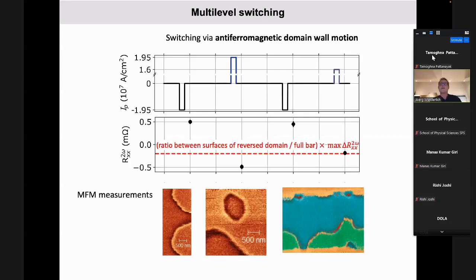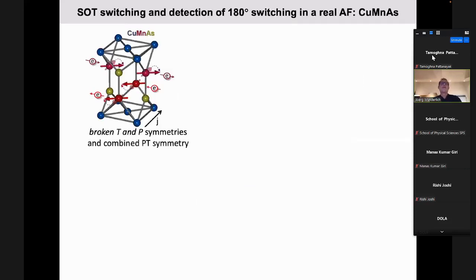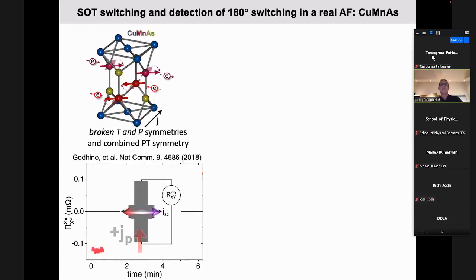So this is quite interesting. This is a synthetic antiferromagnet. It's not really an antiferromagnet. There are only 2 ferromagnetic layers which are antiferromagnetically coupled via RKKY interaction. Let's go back to our copper manganese arsenide with our broken T and P symmetry and combined PT symmetry. And we do the same experiment. We send the current to switch the Néel vector in one direction. We send the current to switch the Néel vector in the opposite direction. And we do it many times. And as you can see, our second harmonic signal gives us exactly what we would expect, 2 opposite values.